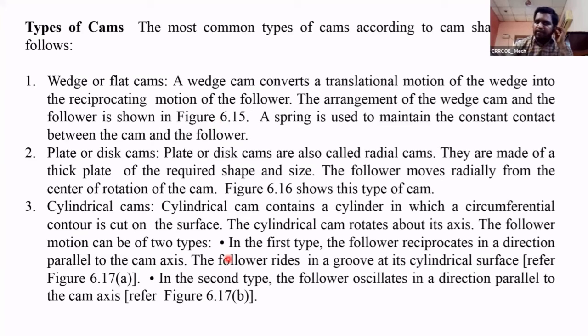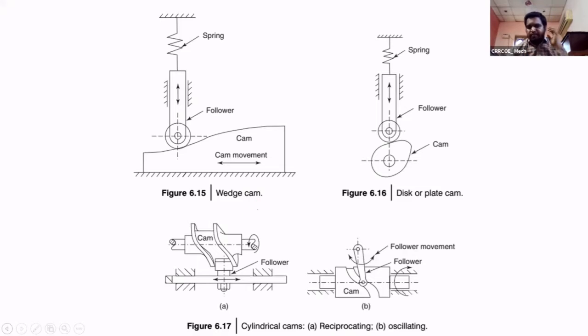Now we see the different types of cams. We have different types of cams: wedge cams, flat cams, and cylindrical cams. This is the wedge cam. Here, the translatory motion of the cam, meaning the cam is moving leftward and rightward, causes the reciprocating motion of the follower. The cam is moving left and right, and the follower is moving up and down. This is called the wedge cam.